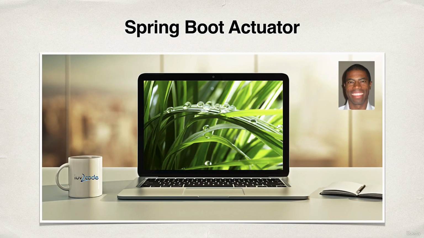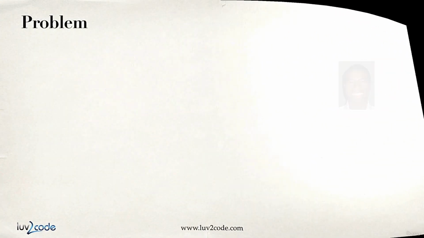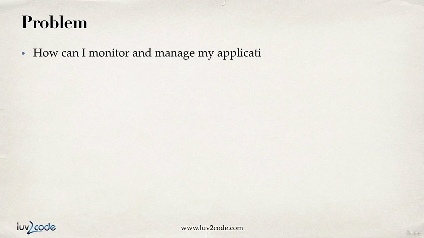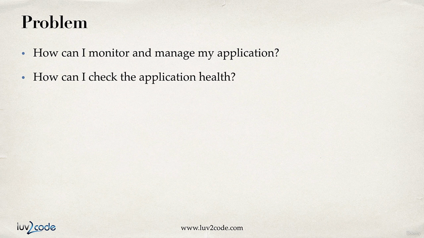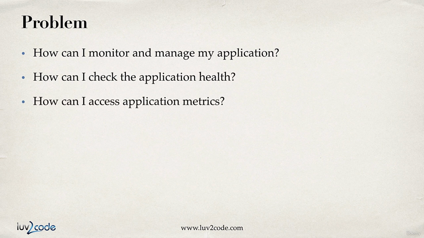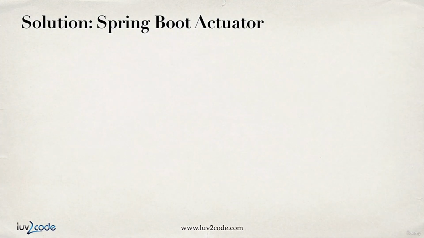In this video, we'll cover the Spring Boot actuator. So here's the problem. You may have the question, how can I monitor and manage my application? Also, how can I check the application status? And finally, how can I access some application metrics? Well, one solution here is by making use of the Spring Boot actuator.